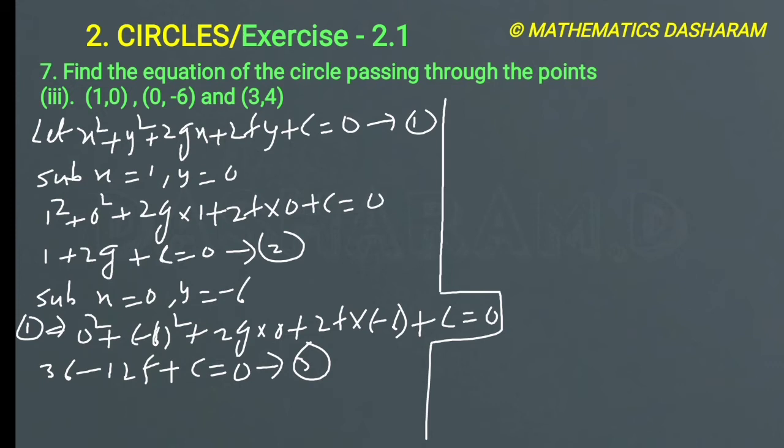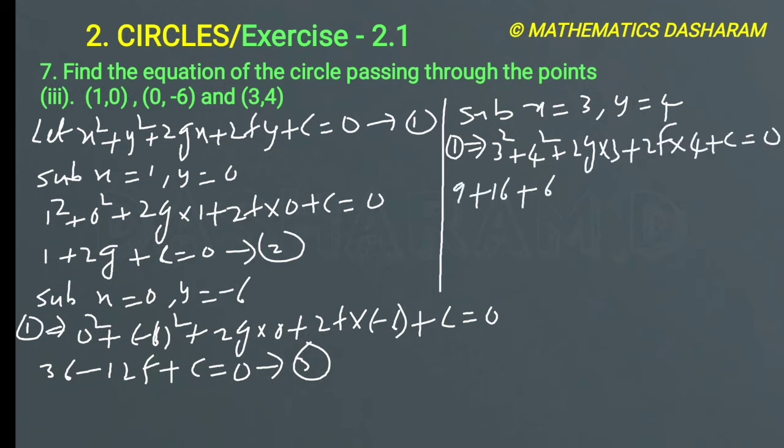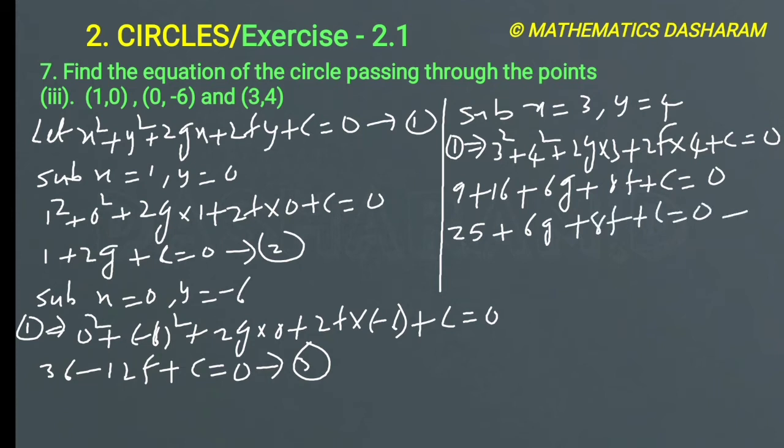Next to substitute third point, that is x equals to 3, y equals to 4. So then the equation 1 will become 3 square plus 4 square plus 2g into 3 plus 2f. 3 square is 9, 4 square is 16, 3 2s are 6g and 4 2s are 8f plus c equals to 0. So 9 plus 16 is 25 plus 6g plus 8f plus c equals to 0, equation 4.